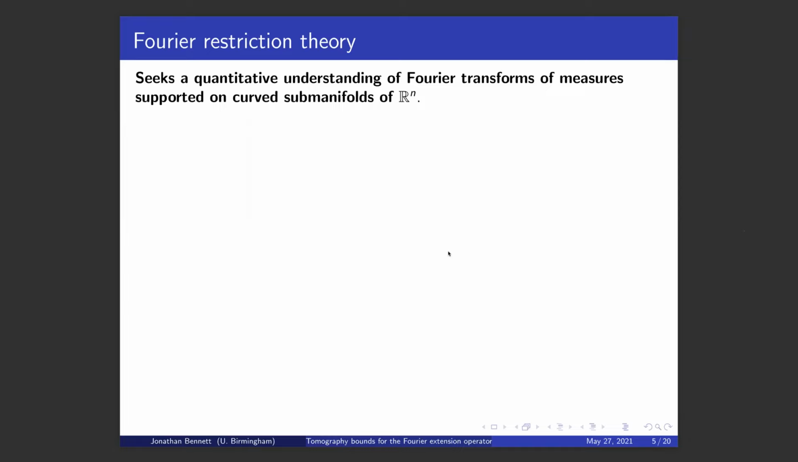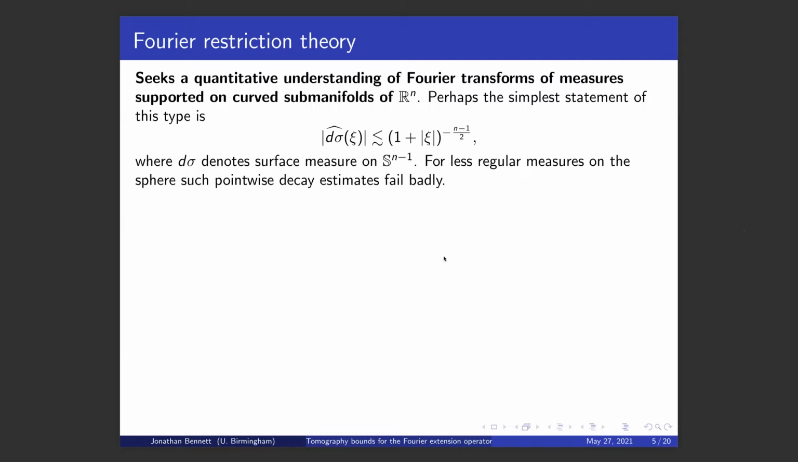So, the simplest interesting thing perhaps you might say is the following. If I'm in R^n and I have surface measure dσ on the unit sphere in R^n, then it's well known that the Fourier transform of this surface measure, so this surface measure viewed as a singular measure on R^n, has this decay rate at infinity. So it decays like |ξ| to the minus (n minus 1) over 2. Now, obviously this is some quantitative understanding of the Fourier transform of a surface carried measure.